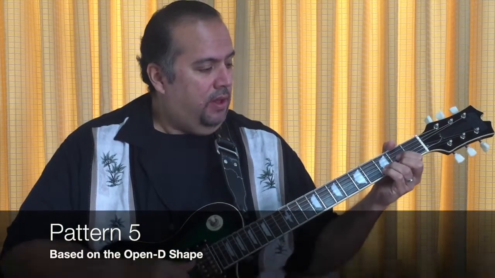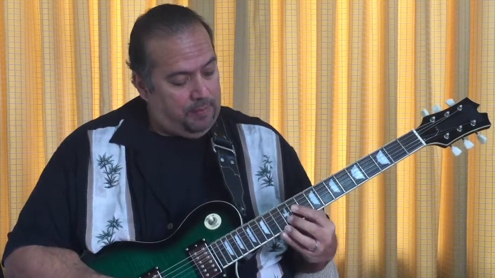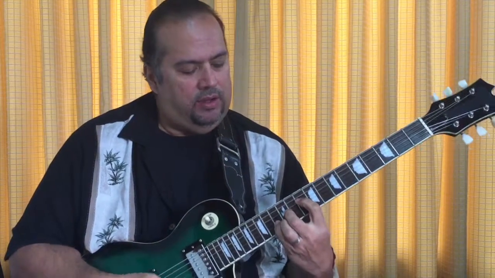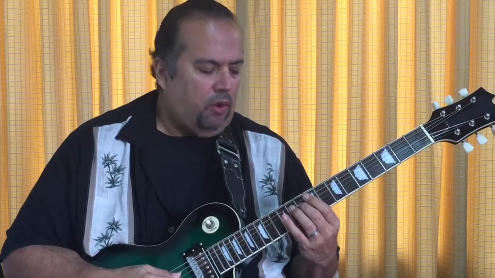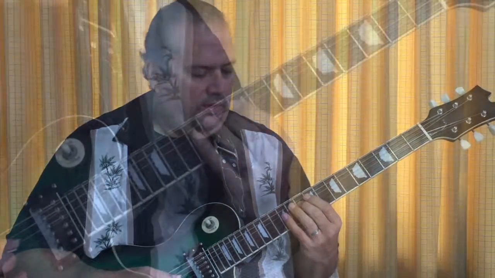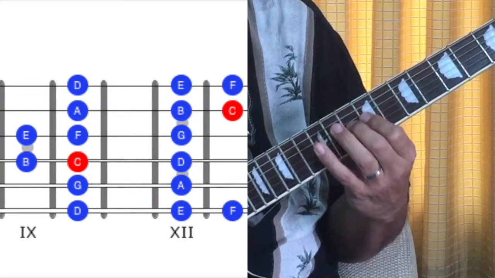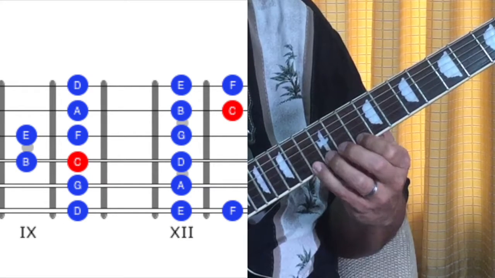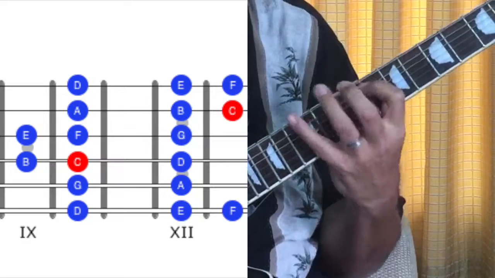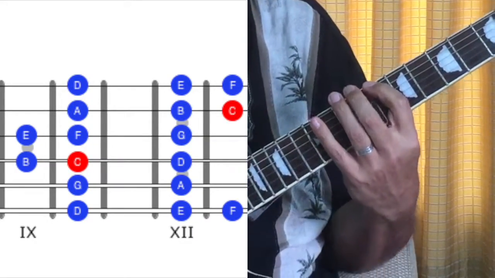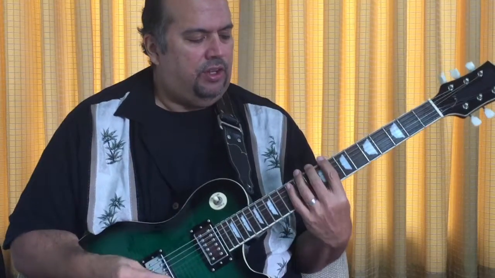And pattern 5 is based on the D shape. Okay, so that's up here. That's this little triad up here. And this is a tricky kind of fingering for it. We can start here on the 4th string. Okay, so I kind of go a little bit out of position for this one.